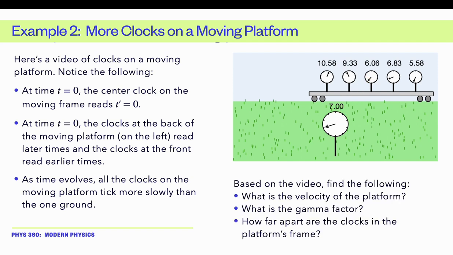Okay, so if you go back and replay this video a couple of times, look at what the initial readings of the clocks are and then the final readings, you should be able to answer a few questions. What's the velocity of the platform? What's the gamma factor? And how far apart are the clocks in the platform's frame? All right, so this will be a homework problem. See what you can come up with.